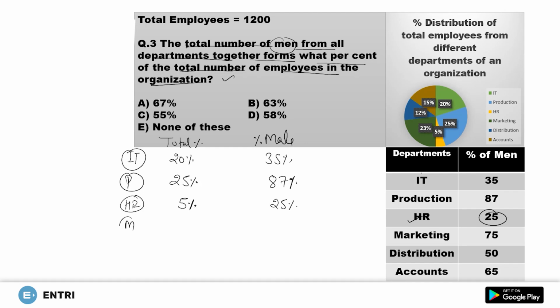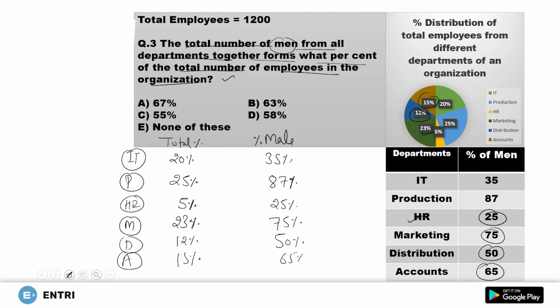In marketing, you have 23% total employees, and of those 23 you have 75% male. Next one is distribution. In distribution you have 12% total, and of those, 50% are male. And in the last one, the accounts department, you have 65, so here you can write 65, and total is actually 15, and here you can write 65% male.